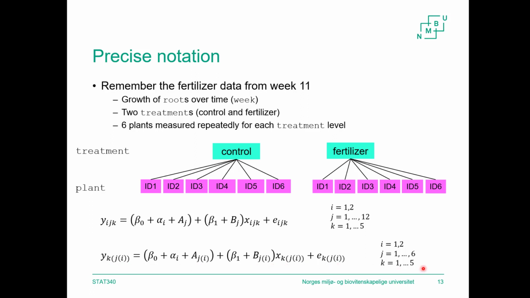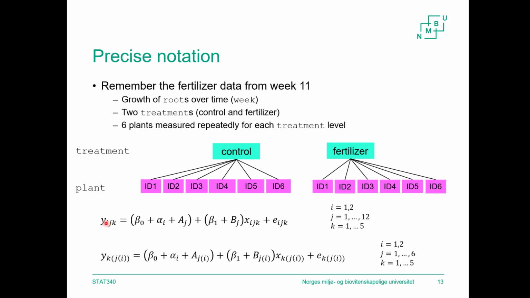If we were really picky about it, we should have written it like this, where J goes only from 1 to 6. Because if you notice up here, and I think I mentioned this in an exercise last week, or perhaps it's this week, notice that J goes from 1 to 12 up here. And if you look at I, J, K here, and you look into the data set, you will see that you don't have all combinations of I, J, and K.